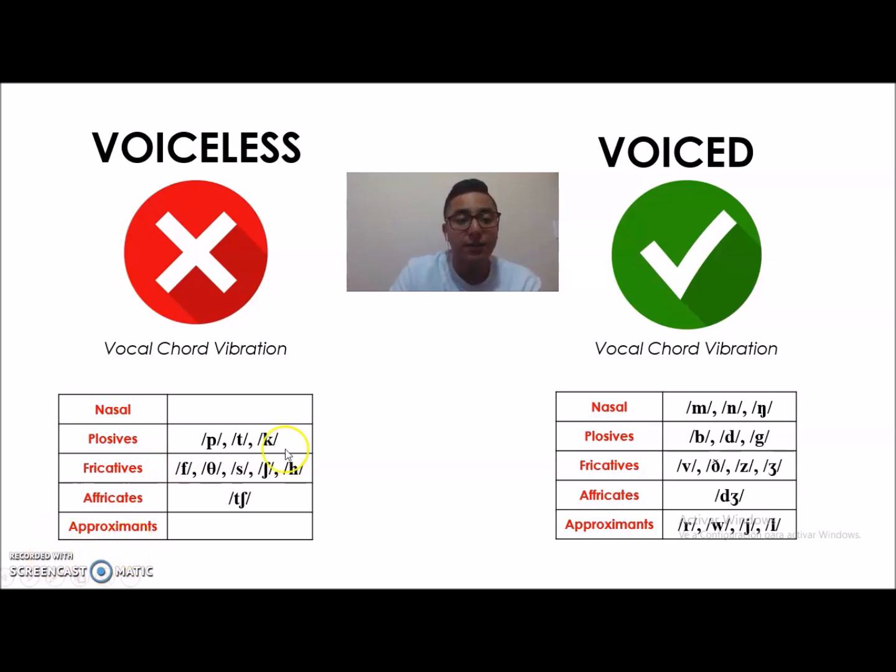Then we have fricatives, and here we have 5 different phonemes which are voiceless, and on the contrary, we have 4 of them which are voiced. In the next group, we have affricates, and as there are only 2, one is voiceless and the other one is voiced. And finally, approximants: none of them are voiceless, all of them are voiced. I want you to please pay attention to these groups and the way I separate them, because I think it's better if you learn the consonant sounds by the voiceless sounds and the voiced sounds.